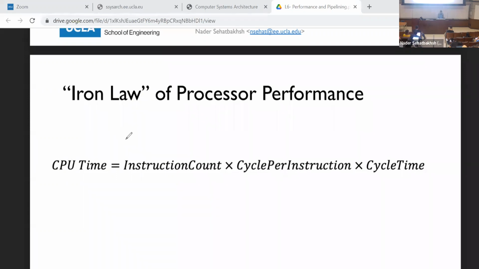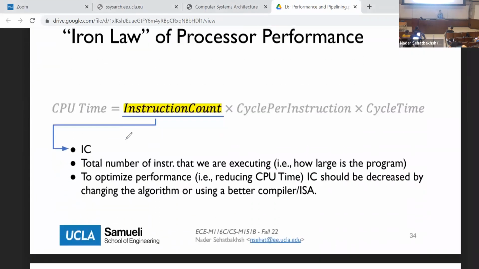So now let's go a little bit deeper into each of them and see what we can do in order to improve our CPU time. Remember, we want to reduce this CPU time, right?